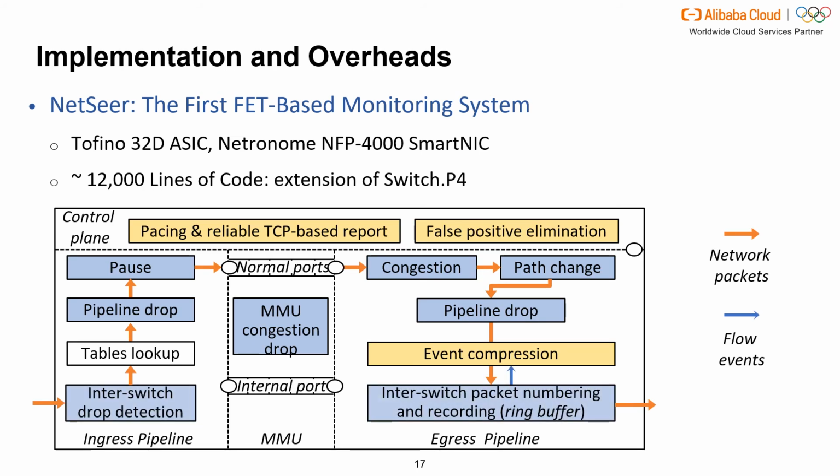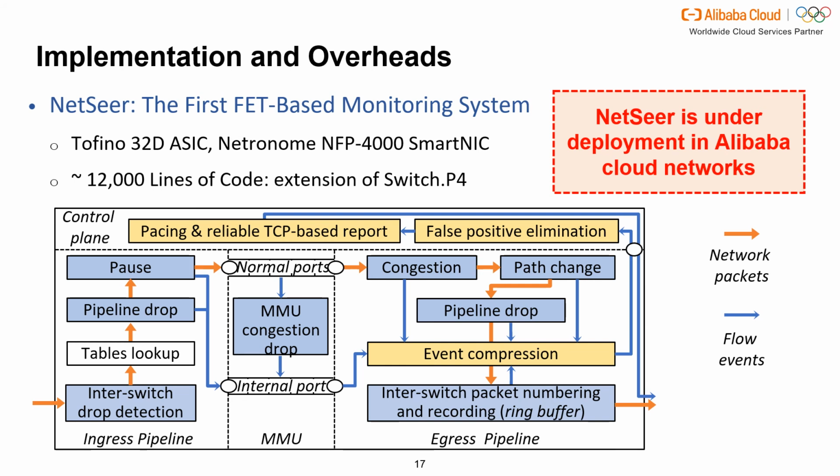The inter-switch drop detection modules are at the beginning of ingress and the ending of egress. We lay out the pipeline drop and path change detection modules in ingress, enable congestion drop detection in the MMU, and detect congestion, path change, and pipeline drop in egress. Flow events from ingress and MMU are redirected to an internal port. All events are processed by the event compression module and finally delivered to the CPU. We have implemented false positive elimination and pacing in the switch CPU, and use reliable TCP to deliver batched events to the backend.